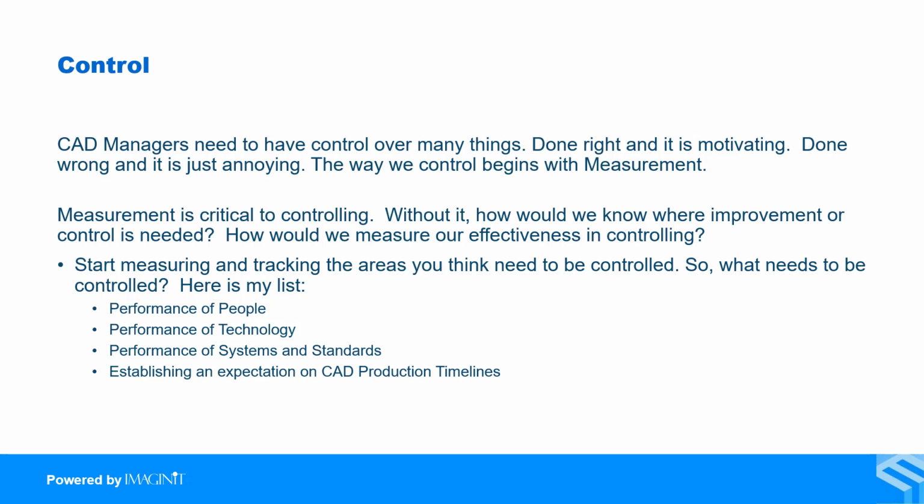So what needs to be controlled? Here's my usual list. Performance of people, performance of the technology, performance of the systems and standards that you have, and establishing an expectation on CAD production timelines. These are all measurable things, so you want to make sure that you're measuring these things correctly.